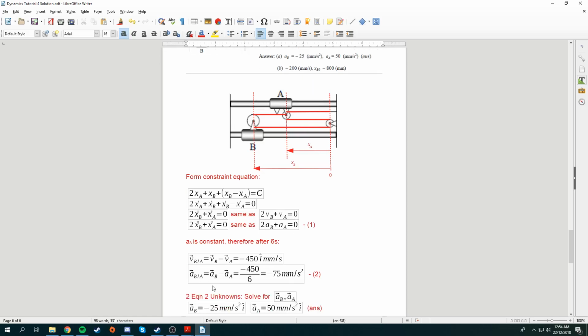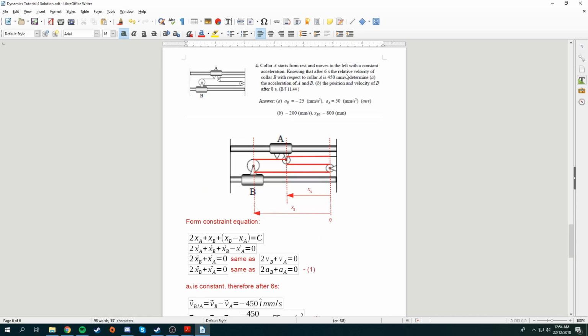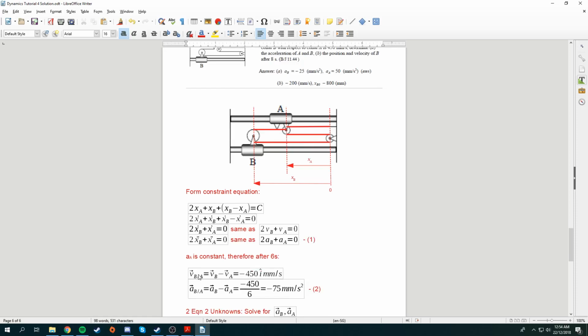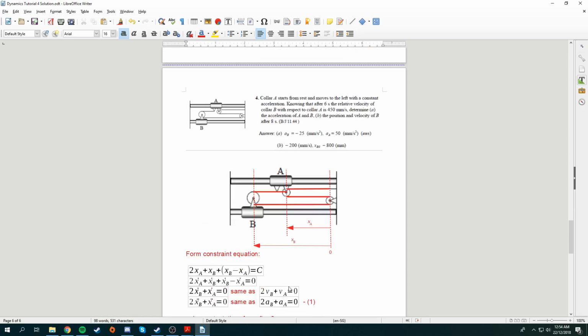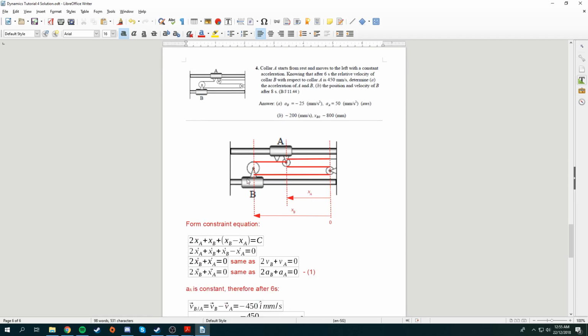Next, I know that my relative velocity is given over here, which is 450 mm per second. So I put velocity of b with respect to a is vb minus va equals to negative 450 in the i direction. Why is this negative? Because over here, it says that collar A starts from rest and moves towards the left. So when A moves towards the left, it's actually moving in a positive direction, isn't it? However, when viewed from B, B is actually seeing A going to the left. Hence, B relative to A is actually moving to the right.